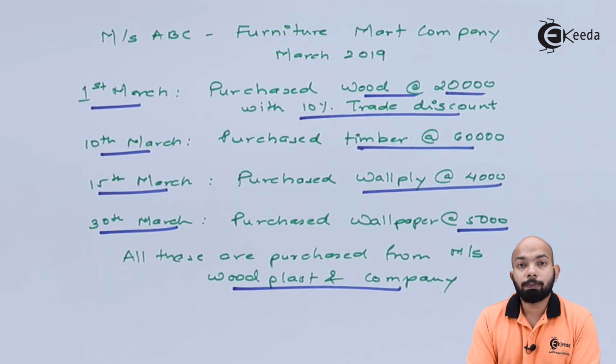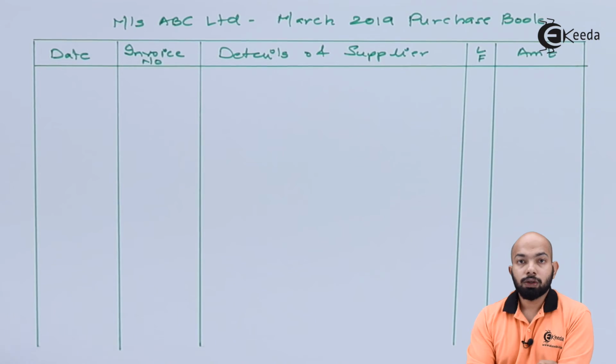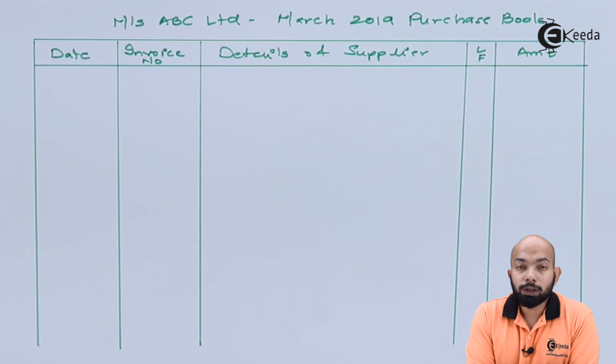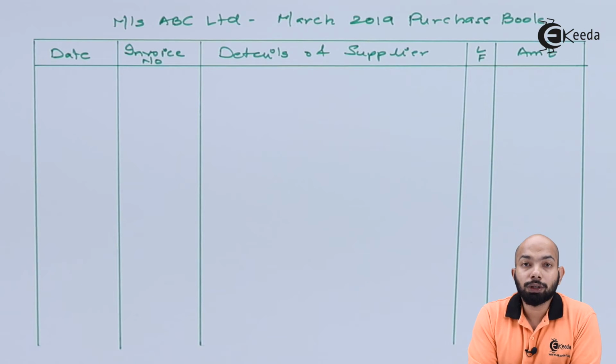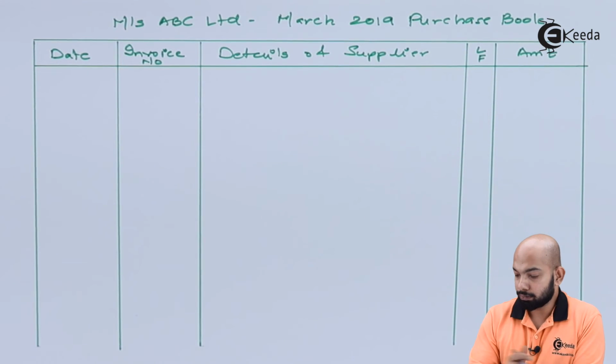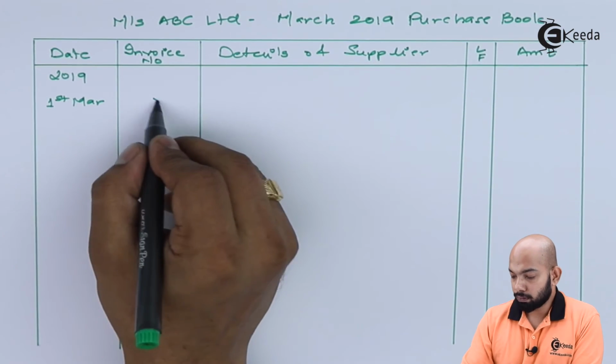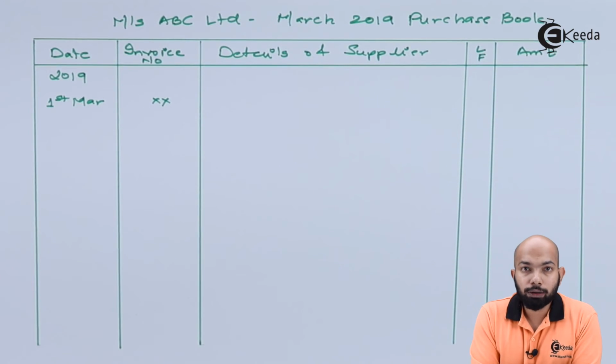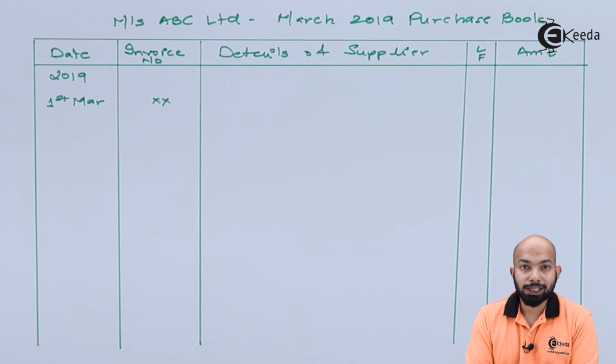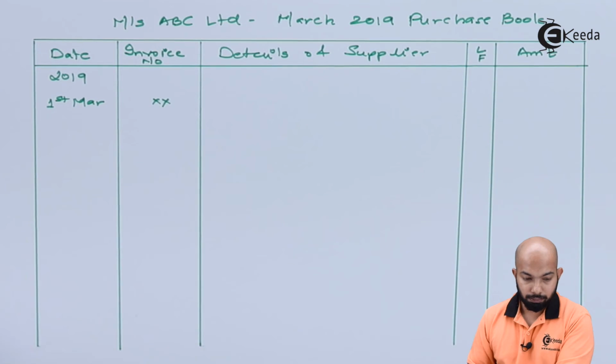Hence, we'll prepare the specific format first, and then we'll post these transactions. Let's go ahead and prepare the format. So we've prepared the format. We'll go with the first transaction, which is 1st March 2019. In this question, there is no invoice number, hence we will not be mentioning this part. Now we'll go with the first transaction. On 1st of March, there has been some transaction. Let's note that down.